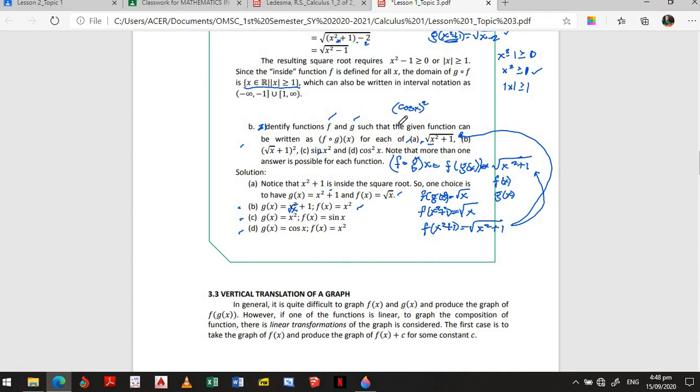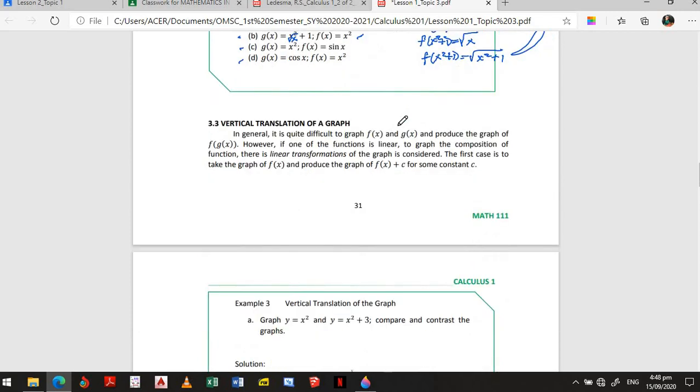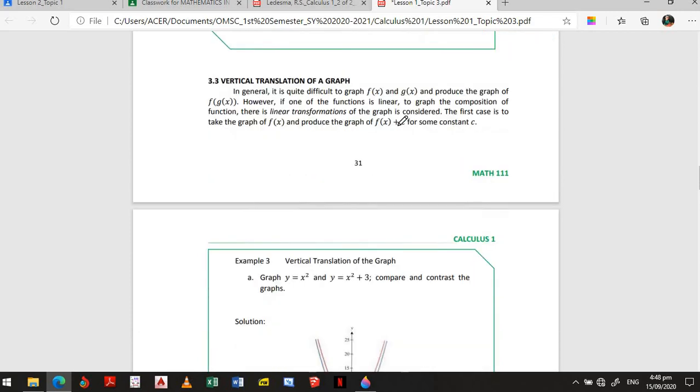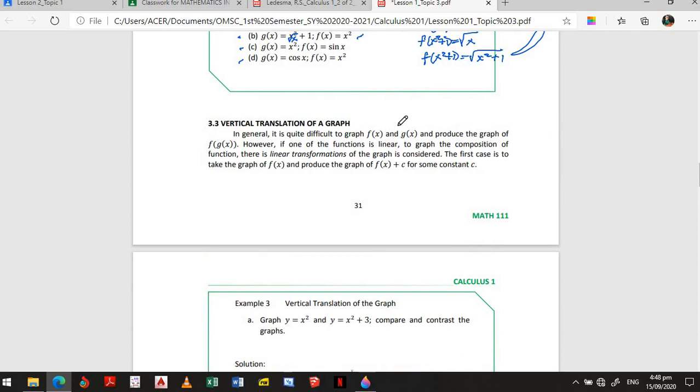Okay? So, next example would be our vertical translation and horizontal translation of our graph. So, stay tuned.